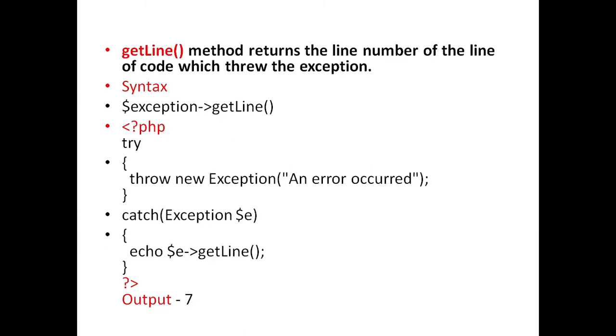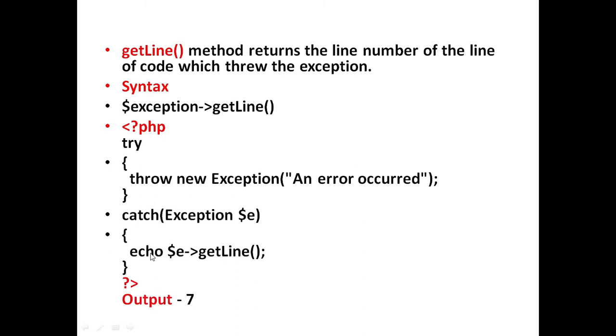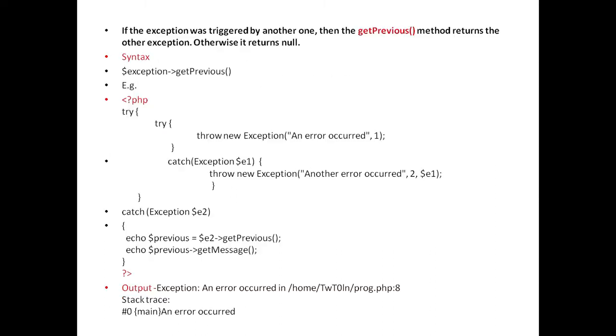Next is getLine. This method returns the line number of the line of code which threw an exception. General syntax is exception getLine. Here in this example, in the try statement, we throw new Exception with message an error occurred. But in the catch statement, we call the getLine method with echo, then the output will be 7.